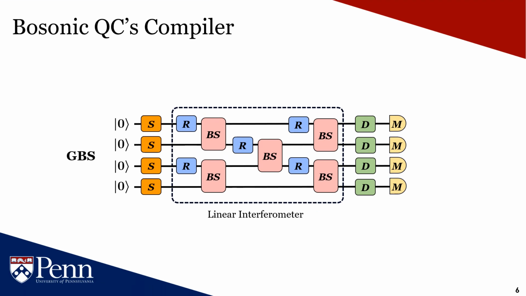To encode those problems, one of the most important steps is to get a problem-specific unitary matrix U and encode it into the linear interferometer using phase shifters and beam splitters. This step contains most of the quantum gates in the GBS program, and let's see how to do it.